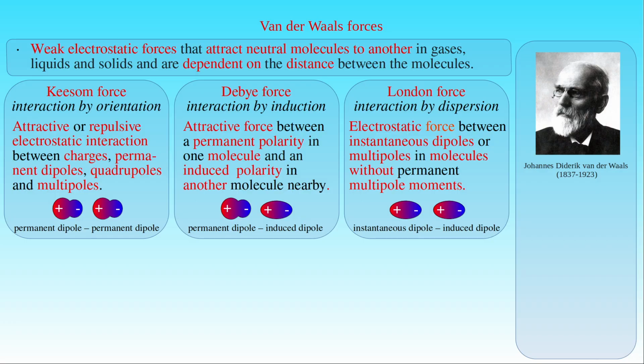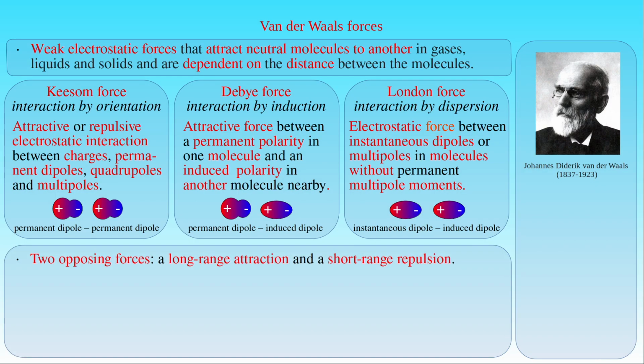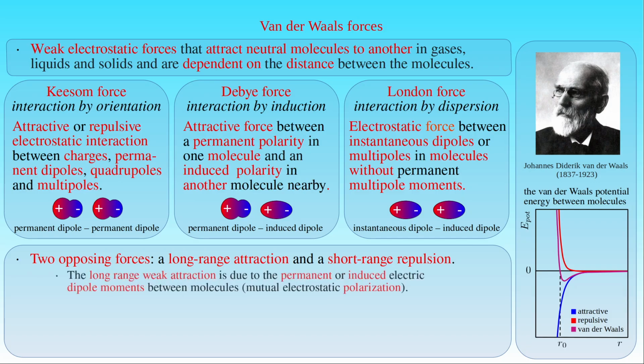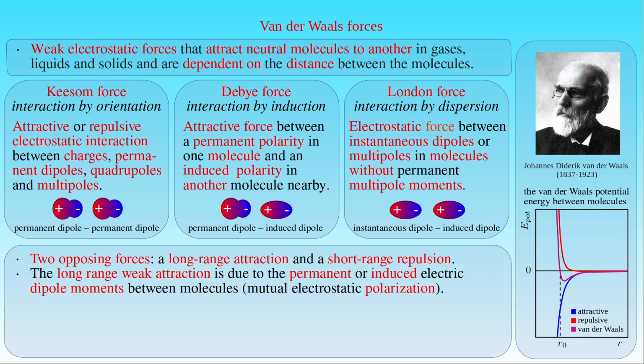Overall, the van der Waals interaction consists of two opposing forces, a long-range attraction and a short-range repulsion. The curve representing the van der Waals potential energy between two interacting molecules is given by the combination of the attractive and repulsive forces. The long-range weak attractive part of the potential is due to the permanent or induced electric dipole moments between molecules, that is, to mutual electrostatic polarization.